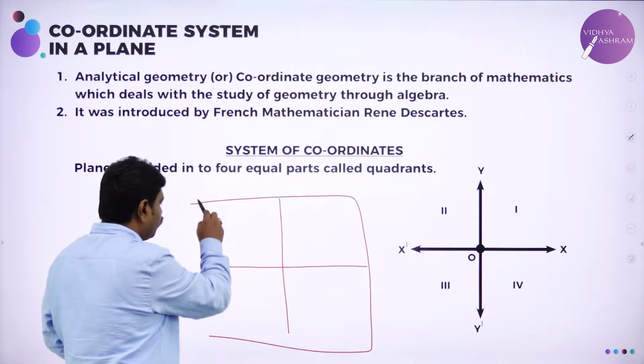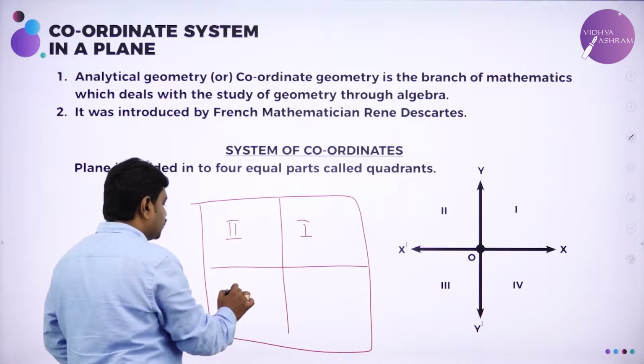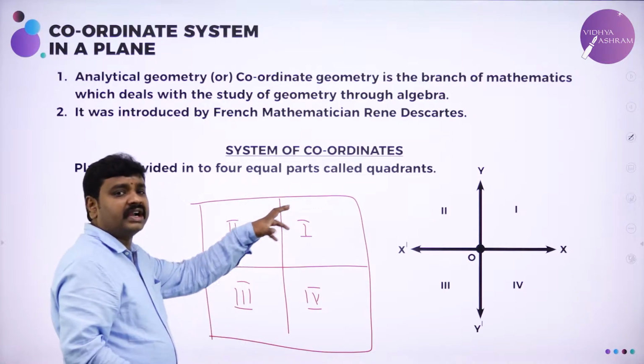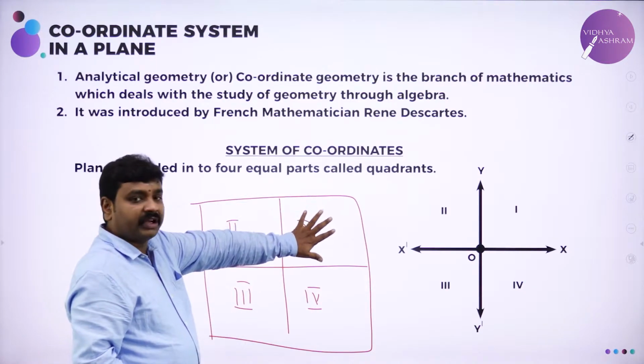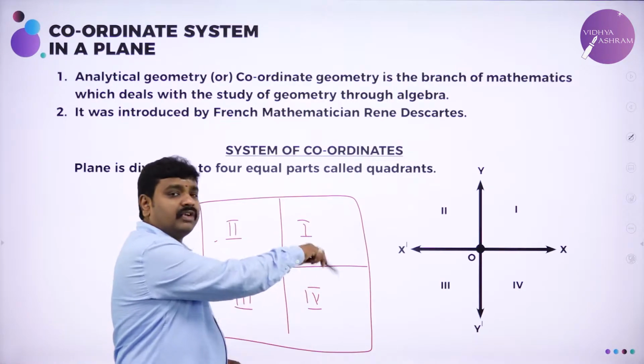I'll divide the plane into 4 equal parts, and I call this as first part, second part, third part, fourth part. Instead of calling it as part, we call it as quadrant, means 1/4 of the plane. This is another 1/4 of the plane. This is another 1/4 of the plane. So 4 equal parts.